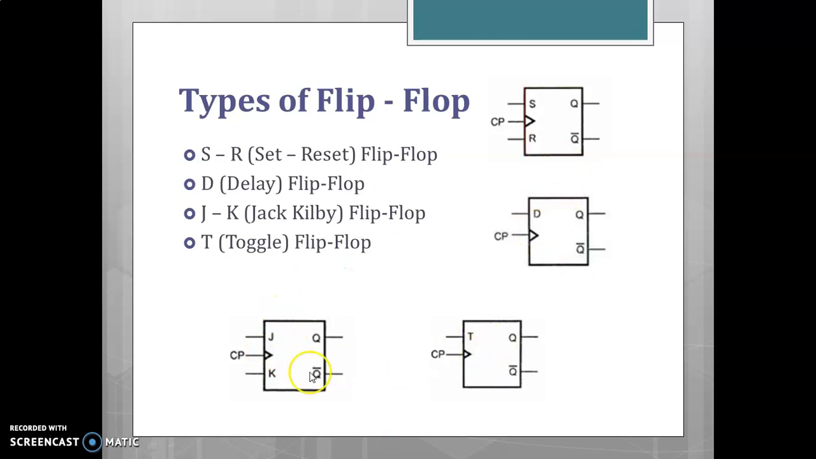So these are the basic symbols for the flip-flop. And CP represents clock pulse. And JK represents the inputs. Q and Q bar represent the outputs. Q is the primary output. Q bar is the complementary output.